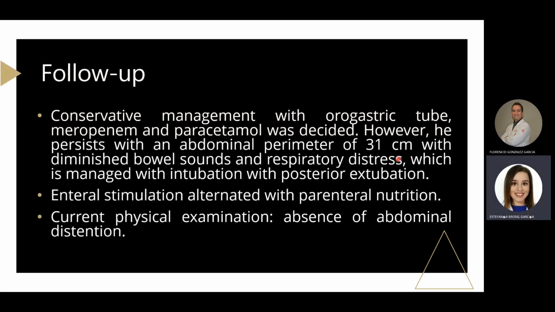What happened next? Well, conservative management with orogastric tube, meropenem, and paracetamol was decided. However, the baby persists with an abdominal perimeter of 31 centimeters with diminished bowel sounds and respiratory distress, which was managed with intubation, posterior extubation, and continuous positive airway pressure therapy. Enteral stimulation alternated with parenteral nutrition was started. And a week later, the current physical examination showed absence of abdominal distension.